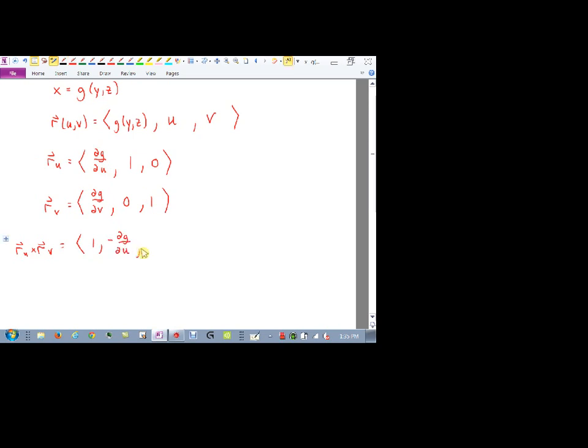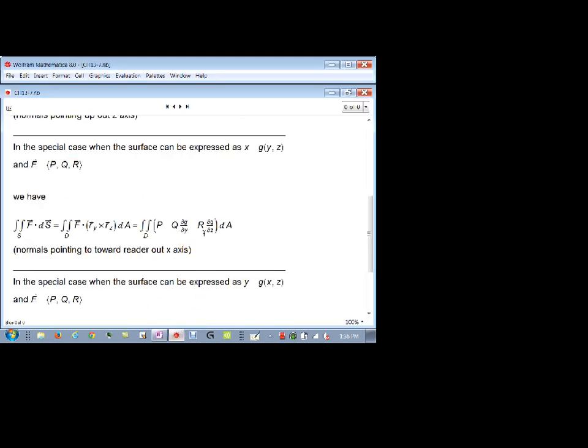And then finally, cover up these two. Here to here, 0, here to here. We're supposed to subtract it, so negative partial g with respect to v. And then what would happen if you dot that with f? Well, you get this, don't you? F is PQR. Dot that with this cross product we just got, and you get this formula.